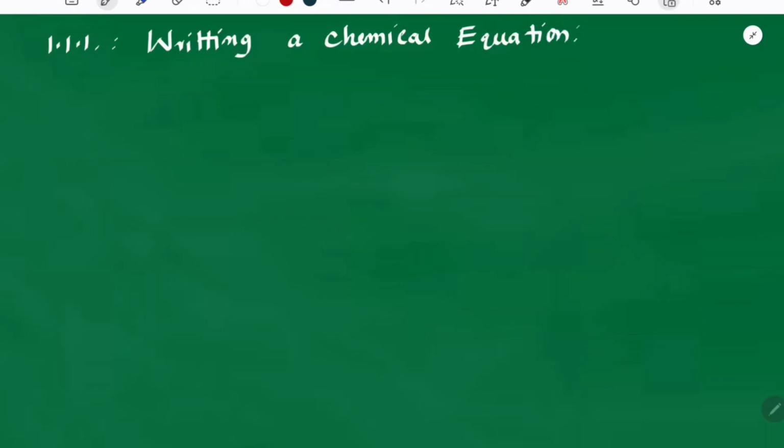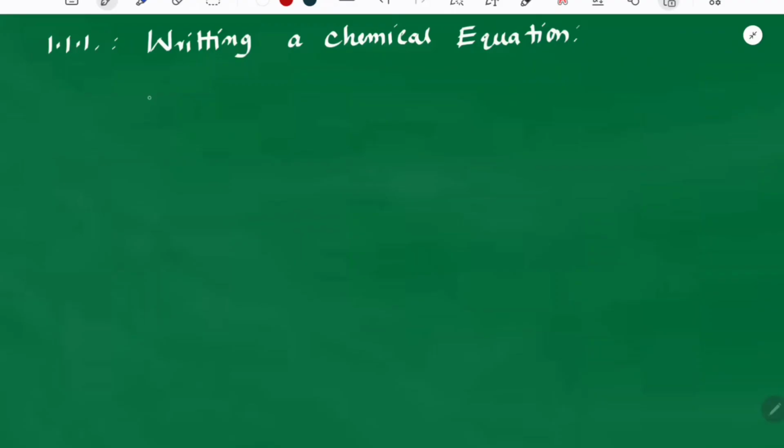Writing a chemical equation. Chemical equations can be made more concise and useful if we use chemical formulae instead of words. A chemical equation represents a chemical reaction.